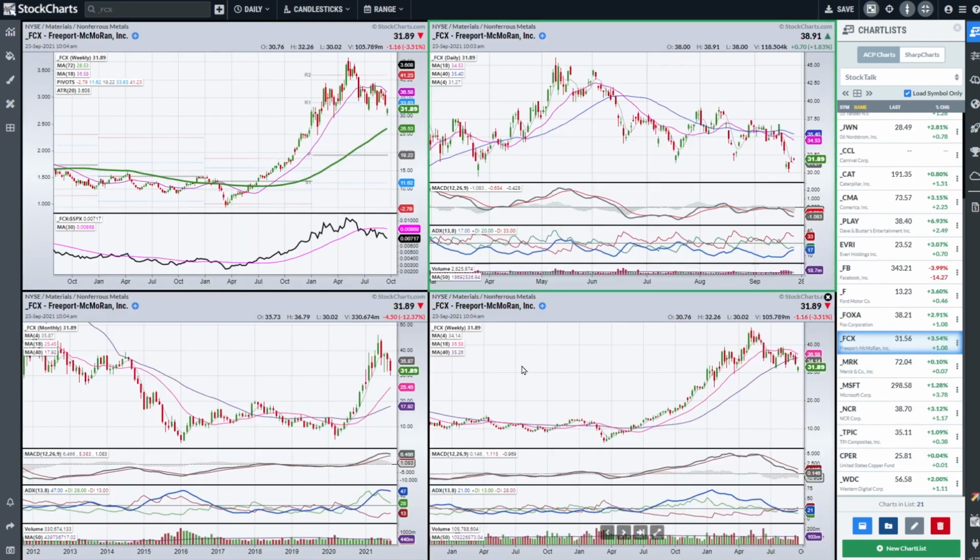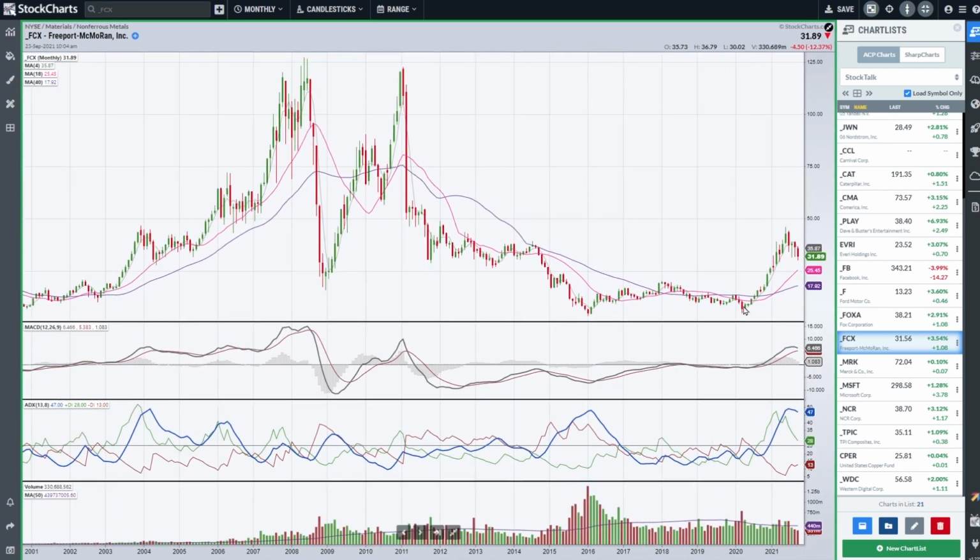Okay, let's look at Freeport. And I think this is important so you understand the context of what's taking place. So if we look at this, look at the big move that took place to the upside, and now we're pulling back towards the 18-month line. So I'm predisposed to thinking that this looks pretty good. Look at the ADX reading, powerful breakout, strong move, and now this is the first pullback on the monthly chart.